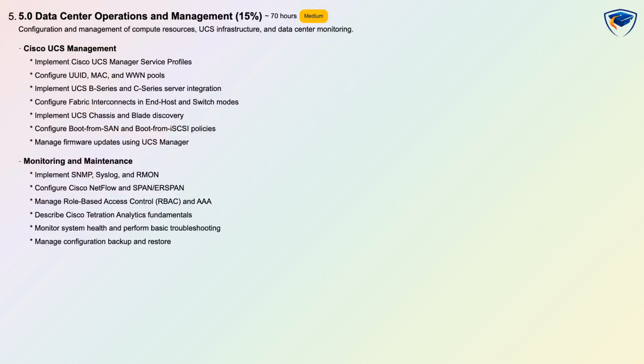5.0 Data Center Operations and Management carries 15%, is medium difficulty, estimated 70 hours, and is scenario-based. Focus areas include Cisco UCS Manager with service profiles, UUID, MAC and WWN pools, and integration of B-Series and C-Series servers. You will configure fabric interconnects in end-host and switch modes, implement boot policies and manage firmware updates through UCS Manager. Monitoring and maintenance topics cover SNMP, Syslog, NetFlow, SPAN and ERSPAN, RBAC and basic troubleshooting plus analytics with tools like Cisco Tetration and configuration backup strategies.